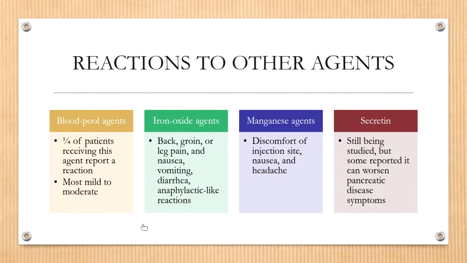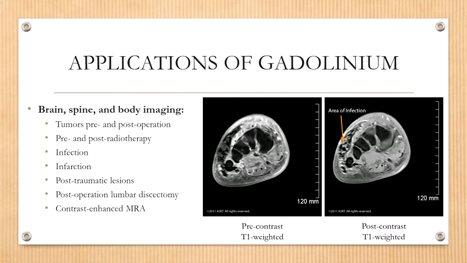Iron oxide agents, you're going to have a lot more pain involving the back, the groin, and the leg, but also some nausea, vomiting, diarrhea, and then possibly anaphylactic-like reactions. This right here would indicate possibly calling 911. Manganese agents, just some pain at the injection site, and then nausea and headaches. And then secretin is still being studied, but what they've noticed is that if there are any reactions, they're typically related to the pancreatic disease symptoms getting worse because of the secretin injection.